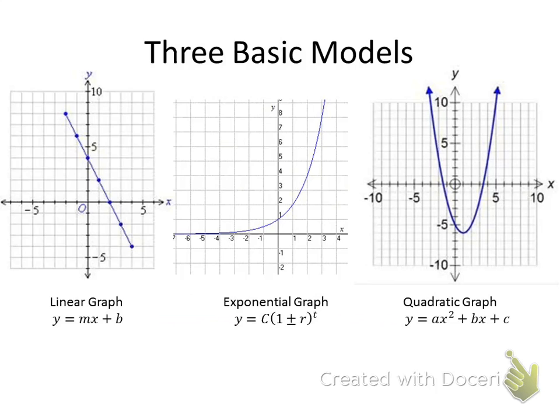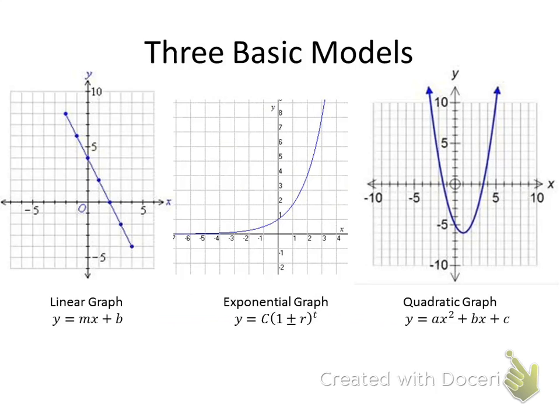The graph is going to make a straight line. Remember when we did y equals mx plus b? I think it was in chapter 7. We were graphing linear equations. That's exactly what that graph is going to look like. So when you see a graph with a straight line, it's a linear.